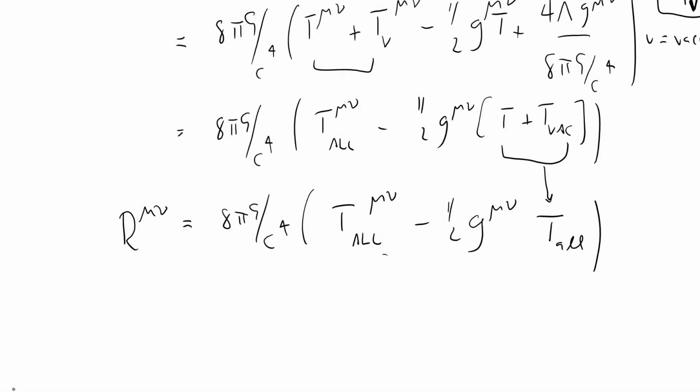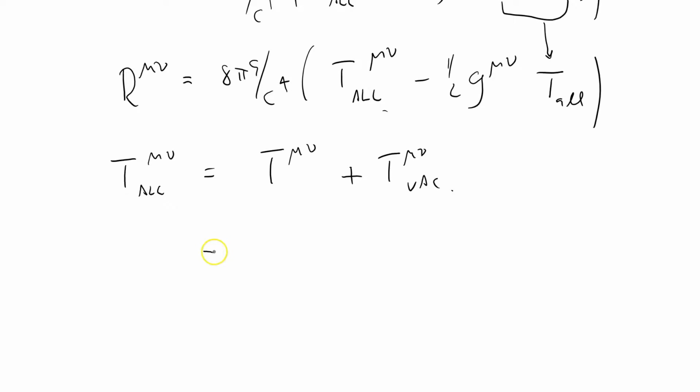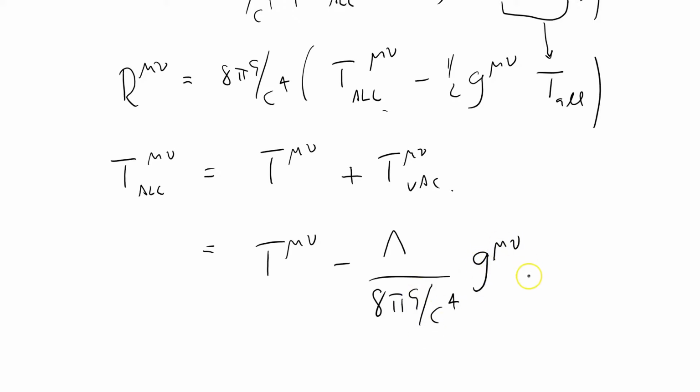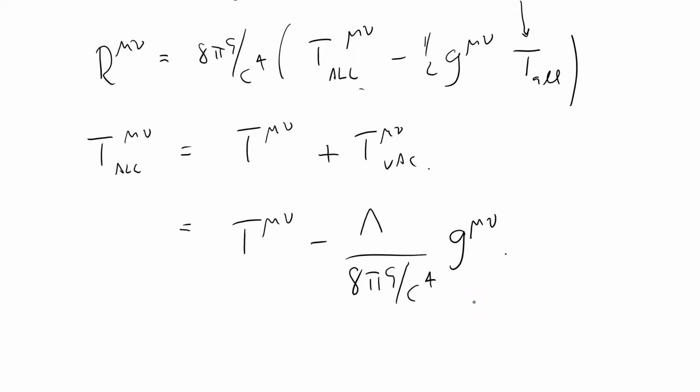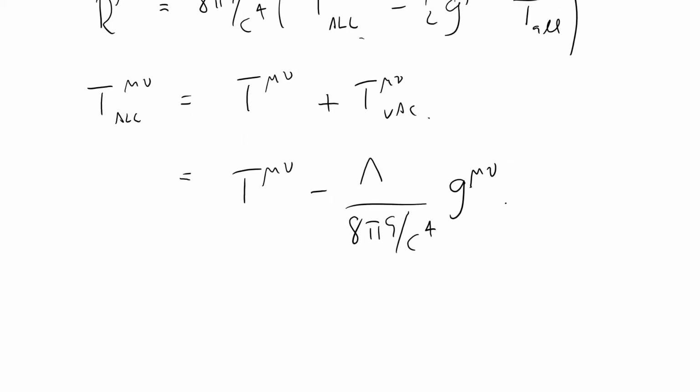General relativity, step by step. Last time I cast the Einstein field equations into this form here, using the stress energy tensor T_μν, which was equal to T_μν plus the vacuum energy T_μν vacuum. And I asserted that that was equal to T_μν minus the cosmological constant over 8πG upon c to the 4 times g_μν. And now I'm going to work on these and work out what they are and how to express them for different cases, different circumstances.